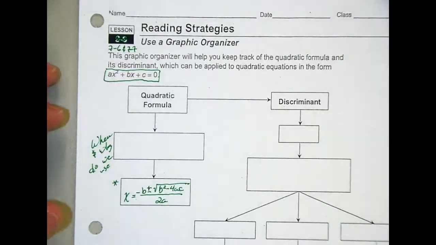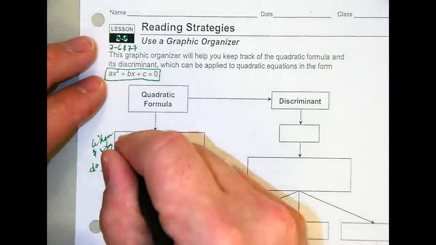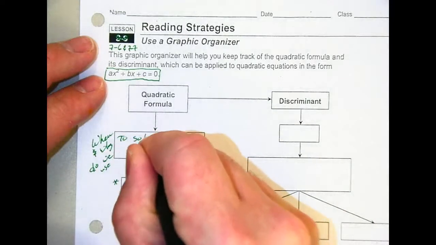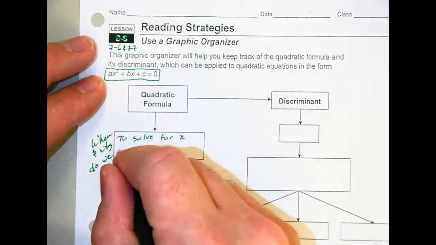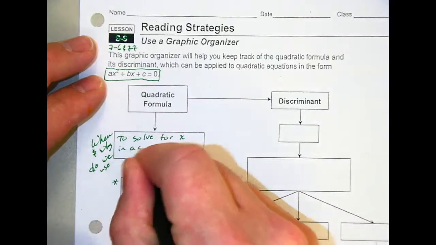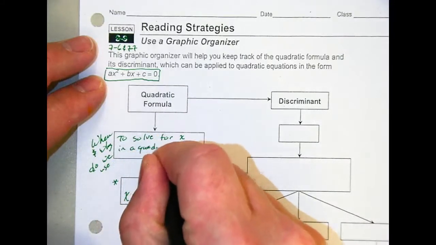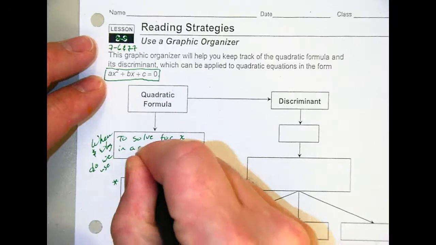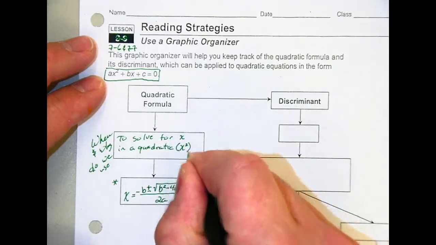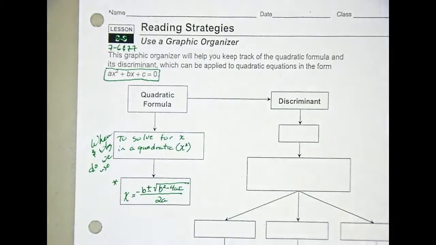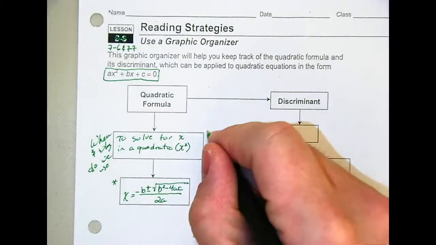Okay? So why do we use it? Yeah, to solve for x in a quadratic. If you don't know what a quadratic is, you have a hard time remembering that. You may want to make a note to yourself that that's when you have x squared in it, or when x squared is your leading coefficient, or your leading power there.